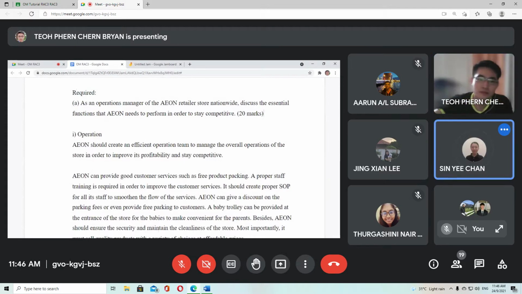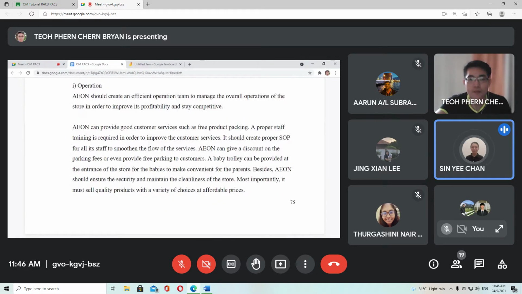Question A. As an operation manager of the Aeon retailer store nationwide, in order to stay competitive, the first function is the operation. Aeon should create an efficient operation team to manage the overall operation of the store in order to improve its profitability and stay competitive. Aeon can provide good customer services such as free product picking.